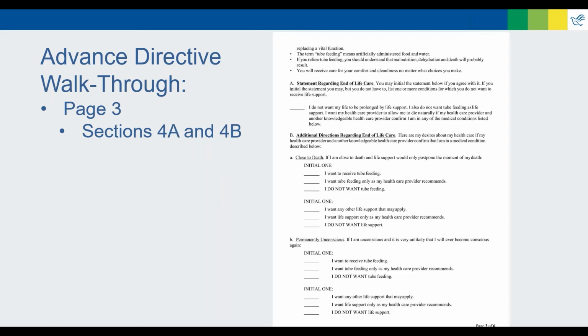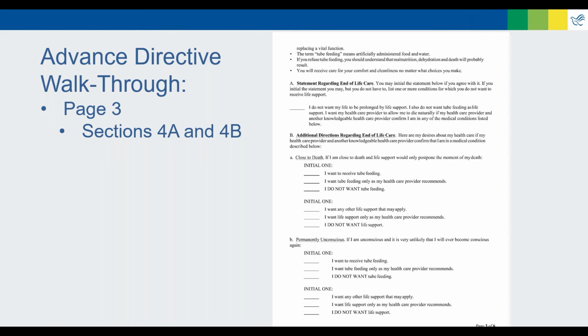Let's see, and then a few more definitions. And then section 4A is a way to include all of your wishes that they offer in this form in one place. And I would say only initial this line if you are sure that you don't want tube feeding, and you don't want any other life support in the 4 medical circumstances that follow. Then you can sign or initial this line in 4A stating, I do not want my life to be prolonged by life support. I also don't want tube feeding as life support.